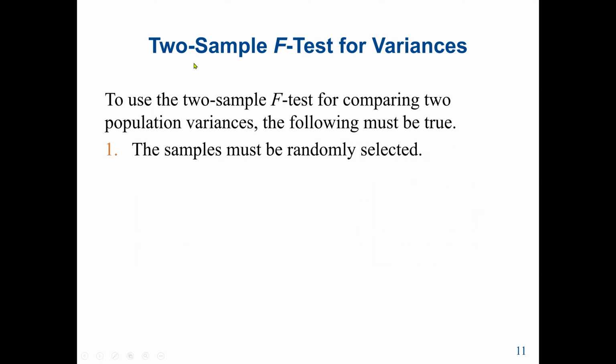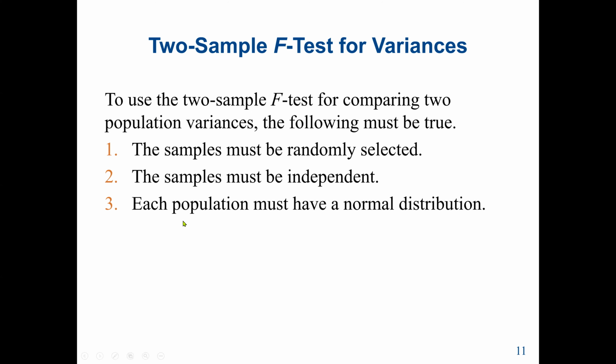So next, we are going to do the Two-Sample F-test for variances. Now here we say that to use the Two-Sample F-test for comparing two population variances, the following must be true. First, the samples must be randomly selected. Then 2, the samples must be independent. Then each population must have a normal distribution. Again, here we have two populations. We are comparing two population variances.